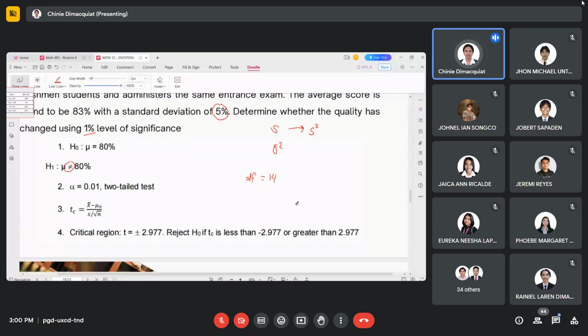Again, same process. You can use an illustration to make it easier to identify whether you will accept or reject the null hypothesis. So negative 2.977 and positive 2.977. This is our rejection region, and this middle part is the acceptance region.